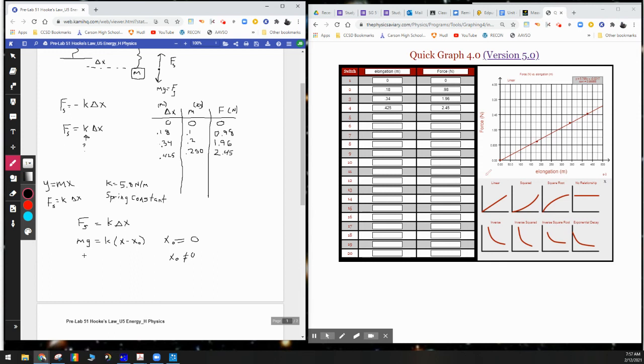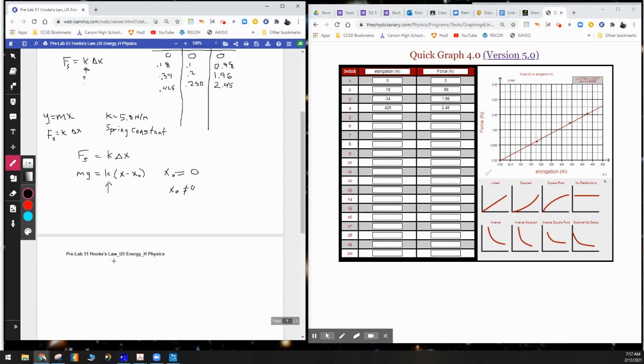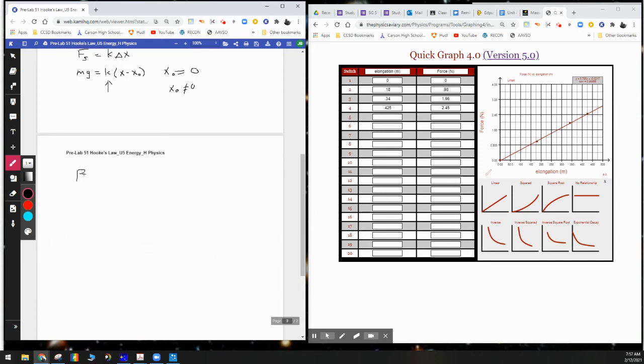One of the things we'll be doing is trying to determine the spring constant. Now let's talk a little bit about potential energy. You have a spring system here, and when a spring is stretched or compressed, it has the ability to do work. So there is some potential energy for a spring. Let's see what that potential energy is.